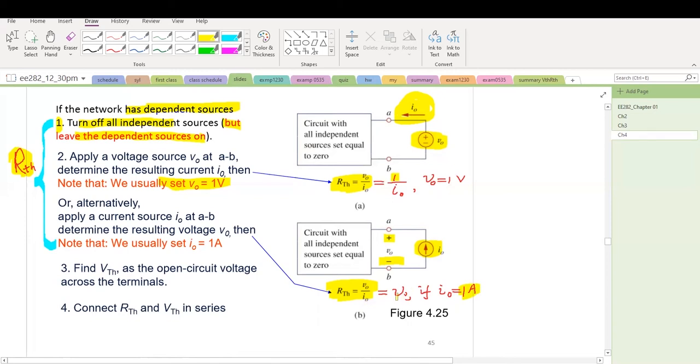So there are two ways to obtain the RTH for circuits with dependent source involved. First of all, we turn off independent sources. Then we add external sources, either a voltage source or a current source. Pay attention to the current directions and the sign of the voltage. This is how we obtain the RTH. How do we obtain the VTH? To find VTH, we open the terminal and obtain the open circuit voltage.